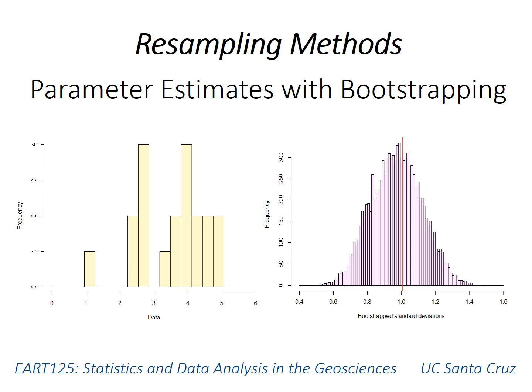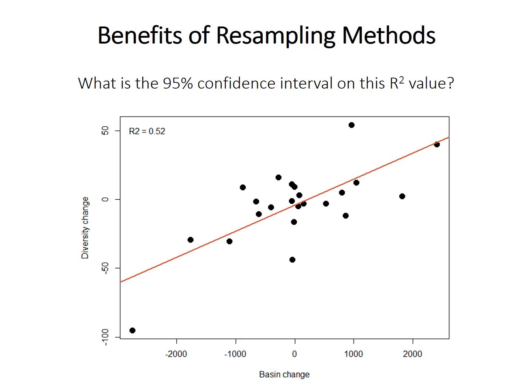This video is the first introducing a very powerful group of techniques called resampling methods, which includes something called bootstrapping. So first we'll focus on the case of using bootstrapping and these methods to estimate uncertainty, like confidence intervals, on a single parameter. So let's start with a motivating question like this one.